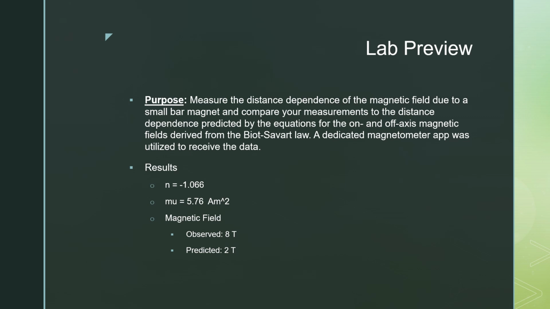We used a magnetometer to collect data, and our results showed that the magnetic field followed a power law relationship with distance. Specifically, we found that the field strength decreased with distance raised to the power of negative 1.06. We also calculated the magnetic dipole moment, mu, to be 5.76 A·m². Interestingly, the observed magnetic field was 8 Tesla while the predicted value was 2 Tesla, indicating some discrepancies we'll discuss later.